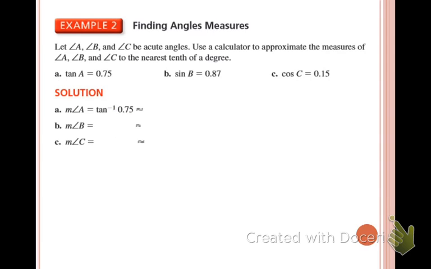So it should look like this. Shift tangent, so tangent to the -1 of 0.75. And then you will hit equals. Round to the nearest tenth. 36.9 is correct. Do we all agree? So pause for a second. This is the same thing as tangent of A equals, what is 0.75 as a fraction? 3/4. So these two are equivalent to each other.